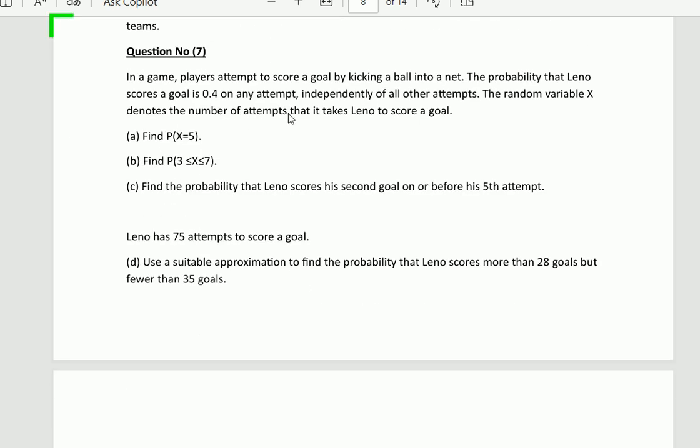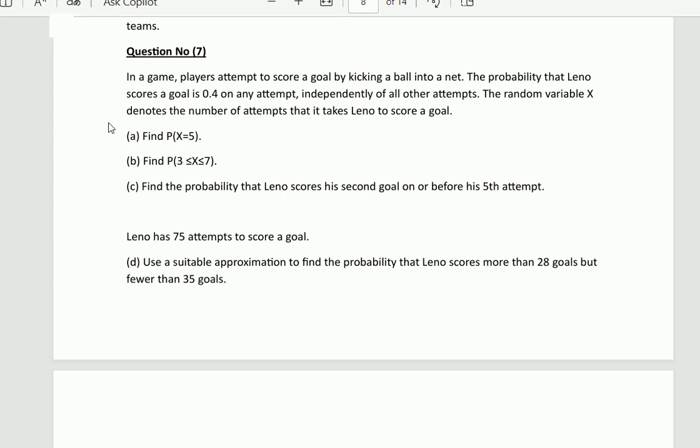The last question is question number 7. In a game, players attempt to score a goal by kicking a ball into a net. The probability that Leno scores a goal is 0.4 on any attempt, independently of all other attempts. The random variable X denotes the number of attempts that it takes Leno to score a goal.